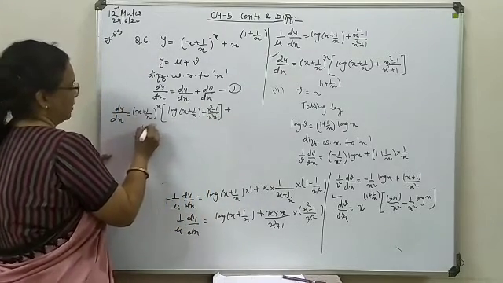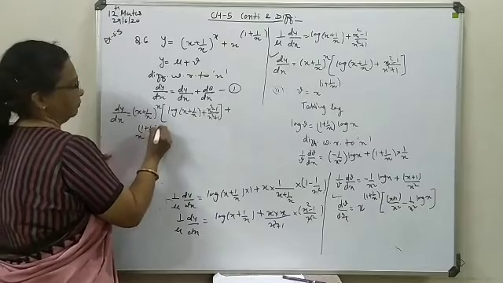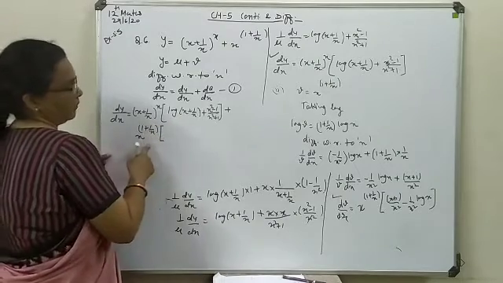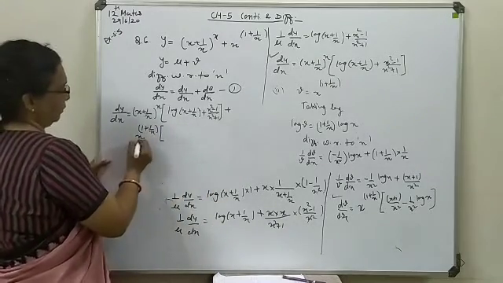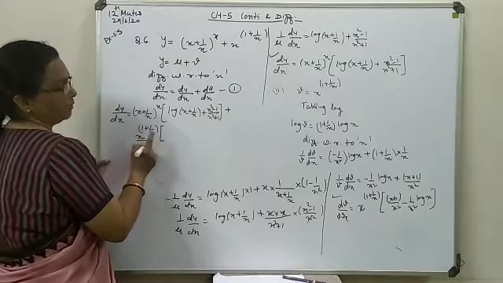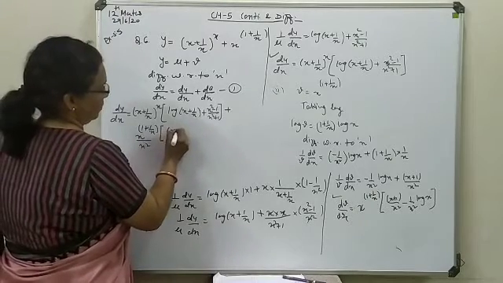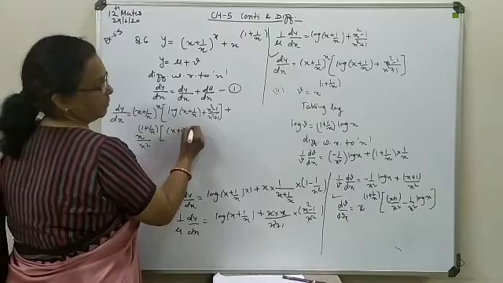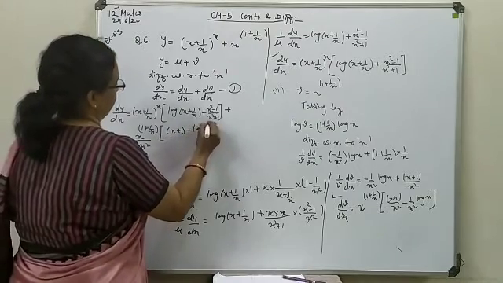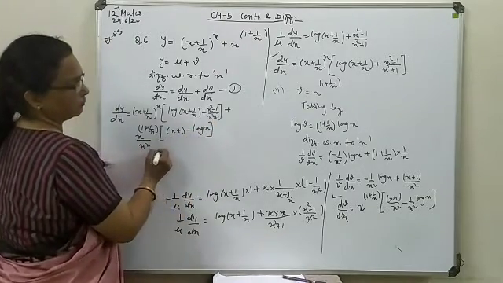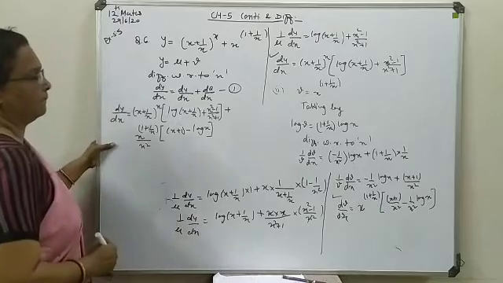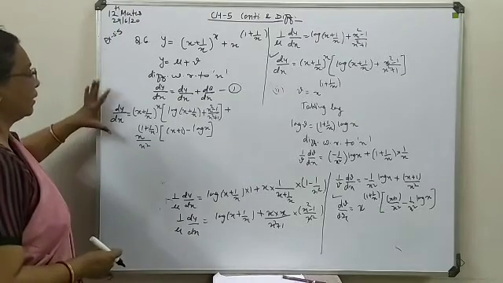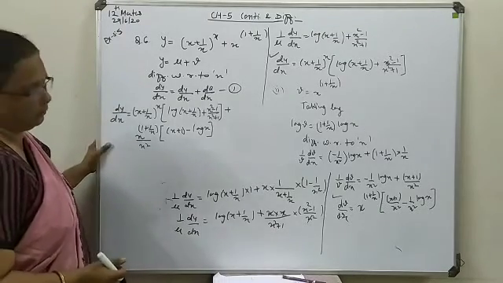x power (1 plus 1 upon x). x square you can take common, so it will be outside. So it will be (x plus 1 minus log of x). So this way, this type of situation you have to handle.